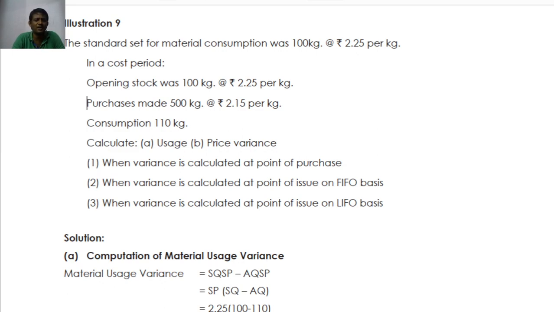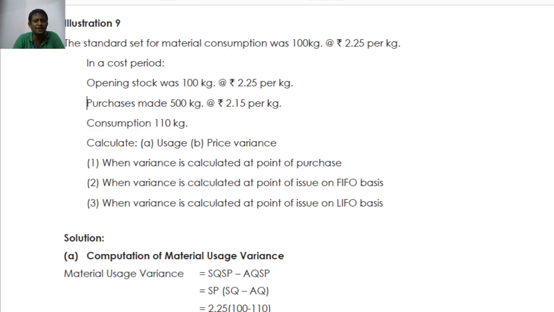What is the usage variance formula? Standard quantity into standard price, actual quantity into standard price only. So price is already fixed; the standard price is available in the question. For price variance we will get a different answer, because there we have to use the actual price. Which actual price we have to take is the next question. First we will complete the usage variance.